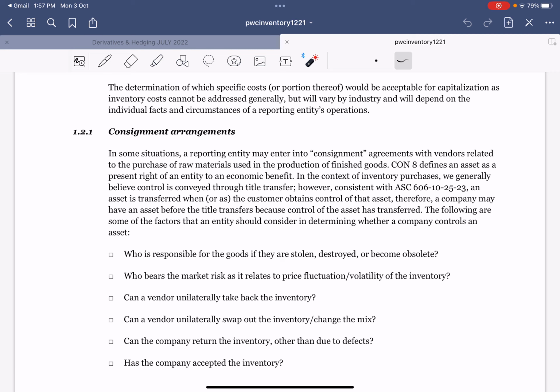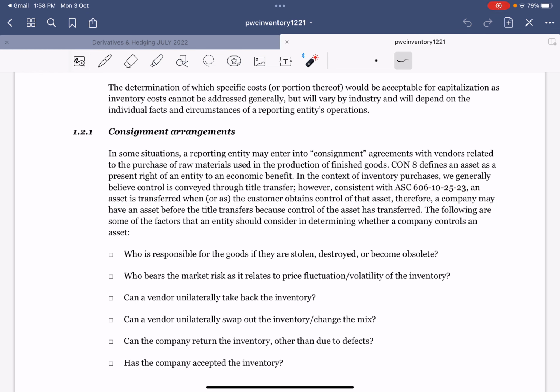Consignment arrangements. In some situations, the reporting entity may enter into a consignment arrangement with vendors relating to raw material used in the production of finished goods. Concepts Statement 8 defines an asset as a present right of an entity to economic benefits. In the context of inventory purchases, we generally believe control is conveyed through title transfer. However, an asset is transferred when the customer obtains control of that asset. Therefore, the company may have an asset before the title is transferred.